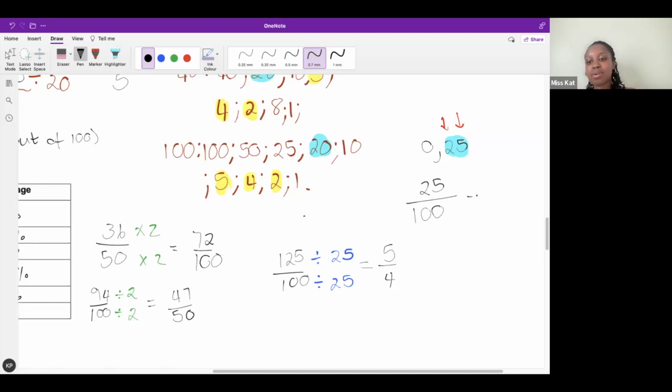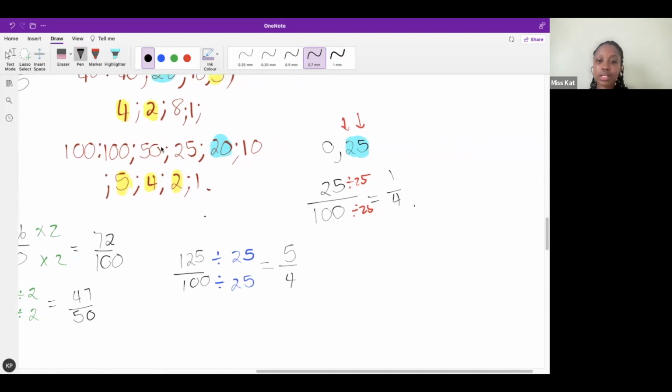But then you simplify it because 25, if you divide both by 25, then it will end up being 1/4. Did I answer your question, Deboho?